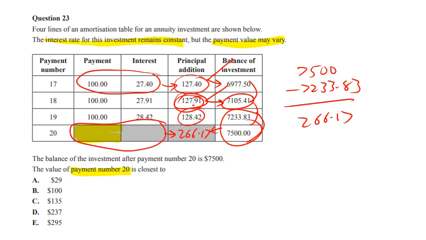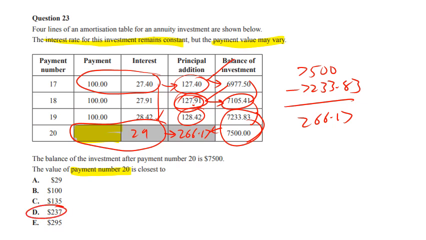If the interest rate is constant, you can see it's going up a little bit, but, well, let's call it roughly 29 bucks. So something plus 29 bucks equals 266. Well, that's 237. Let's have a look at some of the answers.